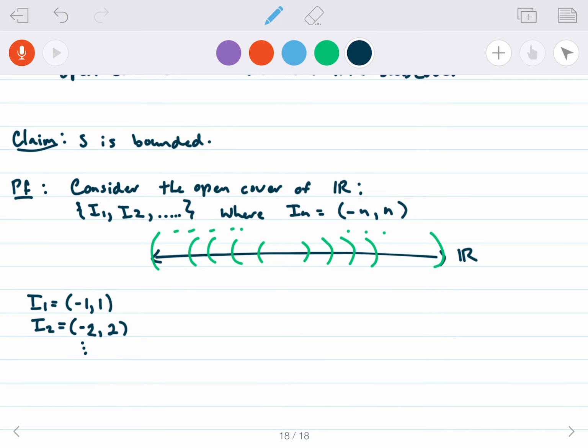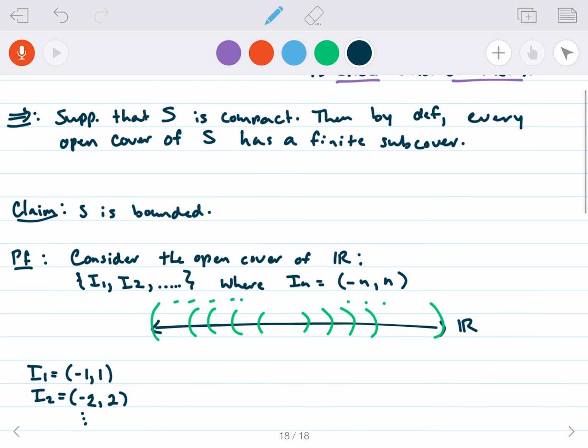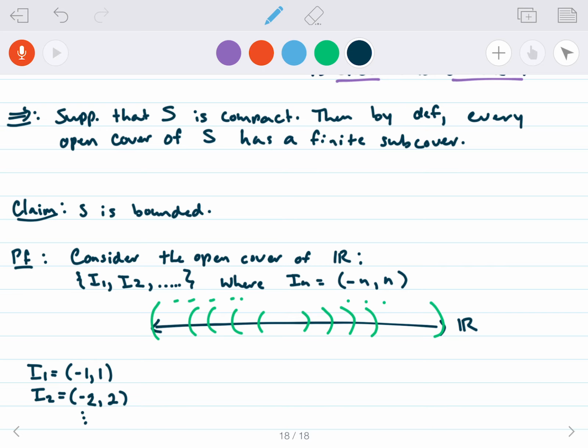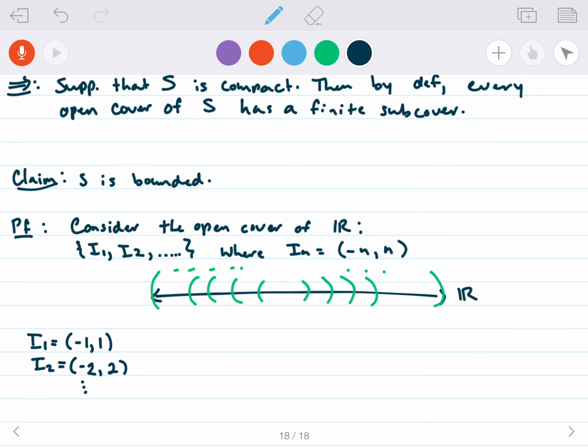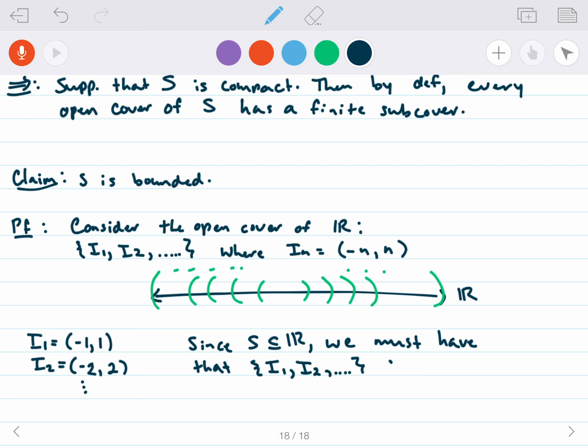All right, and so since this covers the reals and S is a set in the reals, it's going to definitely cover S. So let's write that out. So since S is contained in the reals, we must have that I1, I2, and so on, covers S as well.